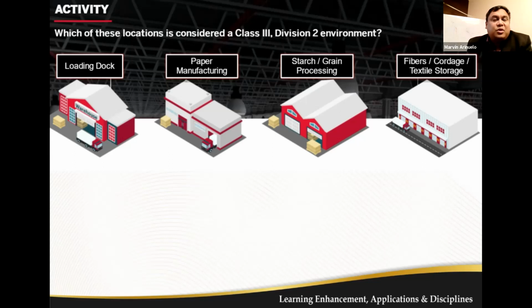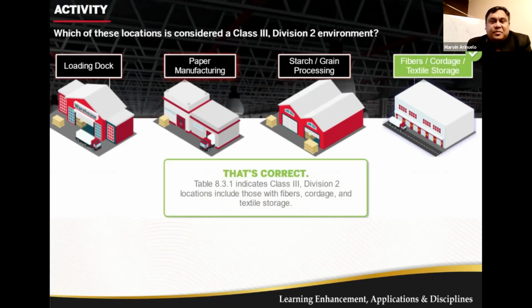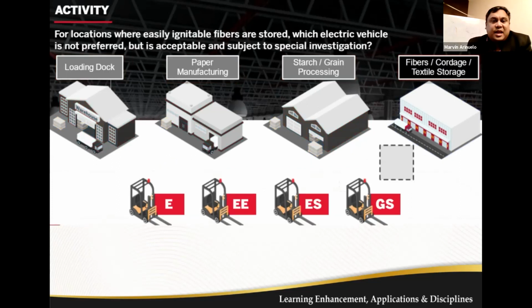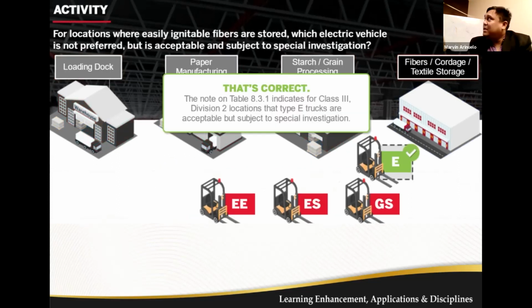Okay, for fiber and cordage, a Class 3 Division 2 environment, if you go to the same table, that is fiber and cordage textile. The type of vehicle it can use is type E, type of equipment.